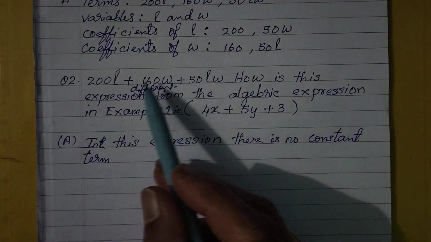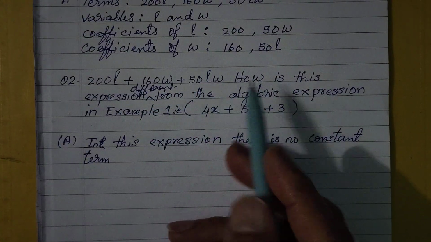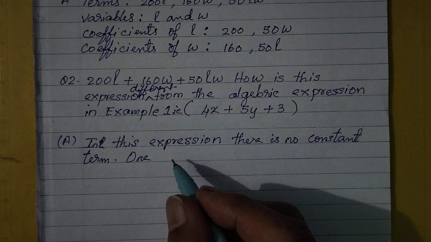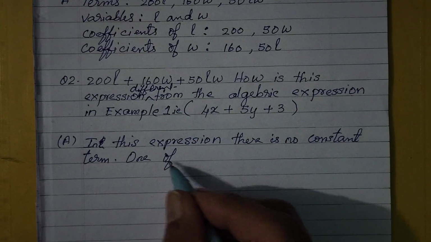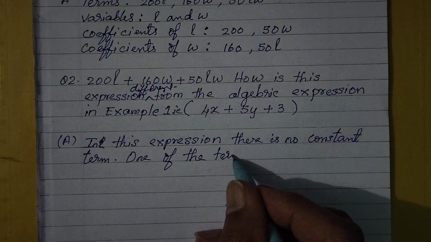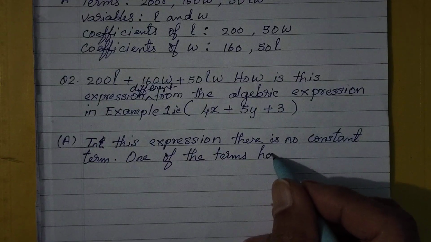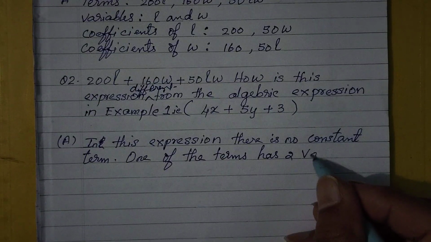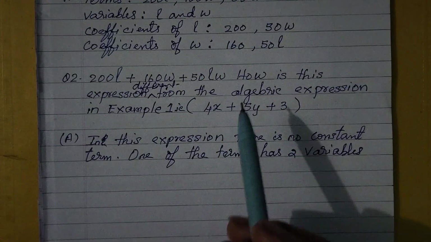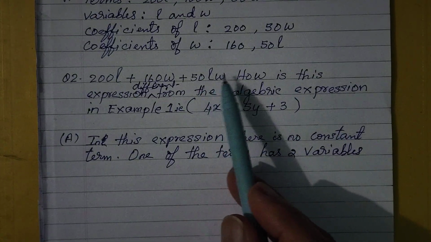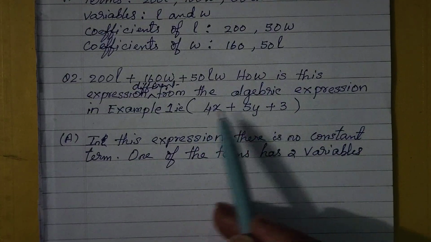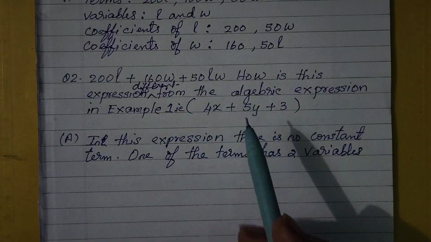And in this expression, one of the terms has two variables. You can see here this term 50LW has got two variables, whereas in the other expression the terms have got only one variable. That is the difference between this and this.